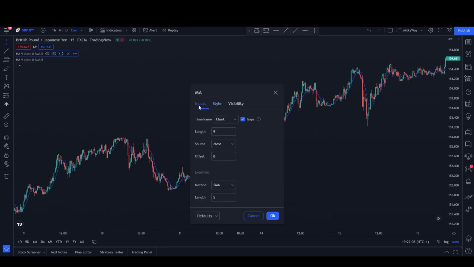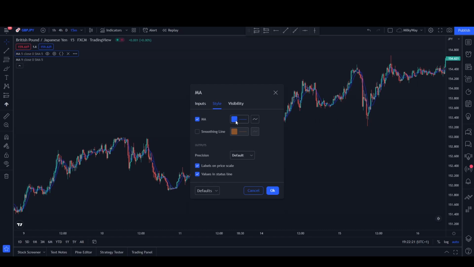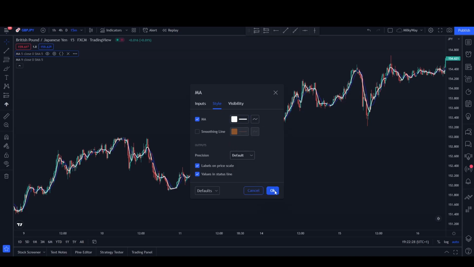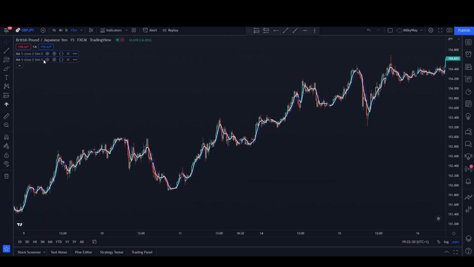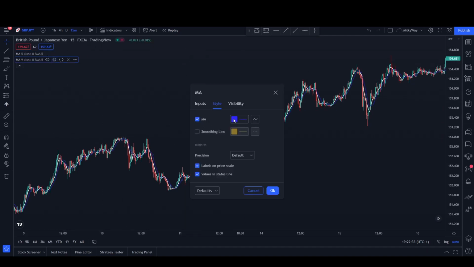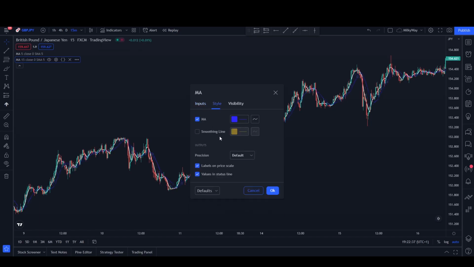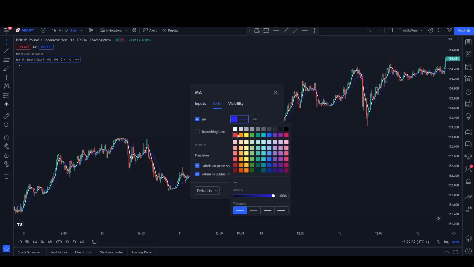So the first one has a length of 5 bars. The method is indeed SMA. I will change the color just to make it a bit more obvious, and I will change the thickness. And the second SMA is 15. I will make it green.